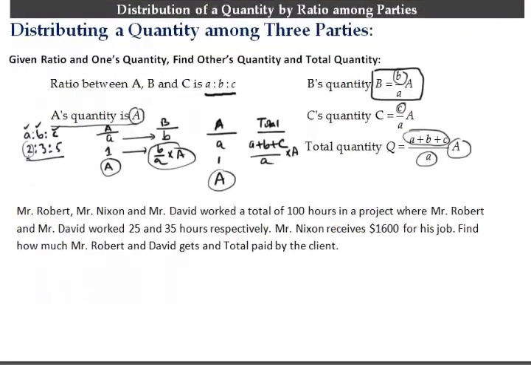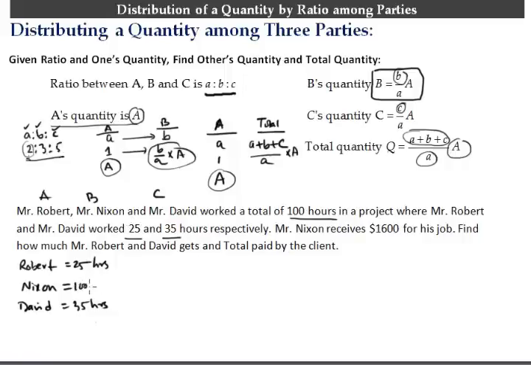Let us do one example that will make our concept clear. Here Mr. Robert, Mr. Nixon and Mr. David work for a total of 100 hours in a project, where Mr. Robert and Mr. David work 25 and 35 hours. So it is similar to the previous one. Here we are considering Mr. Robert as A, Mr. Nixon as B and Mr. David as C. The total is 100 hours, so 100 minus 25 minus 35 gives us 40 hours for Nixon. So their ratio A ratio B ratio C will be 25 ratio 40 ratio 35. If we divide by 5, we get 5 ratio 8 ratio 7.